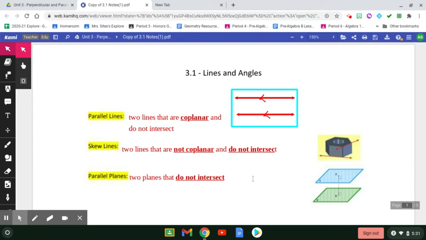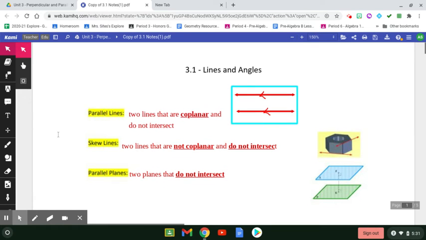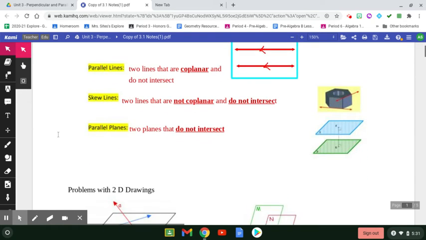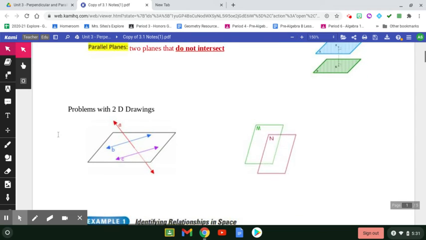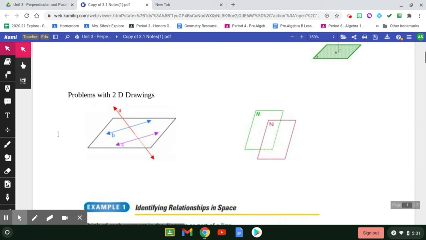The other vocabulary word for us to review right now is parallel planes. Parallel planes are two planes that do not intersect. A picture of this would be the picture that you see here with the blue plane and the green plane. You can see that they clearly are not intersecting with one another. I wanted to show those pictures to you because whenever we do these types of problems in the future, sometimes pictures can get a little bit confusing.